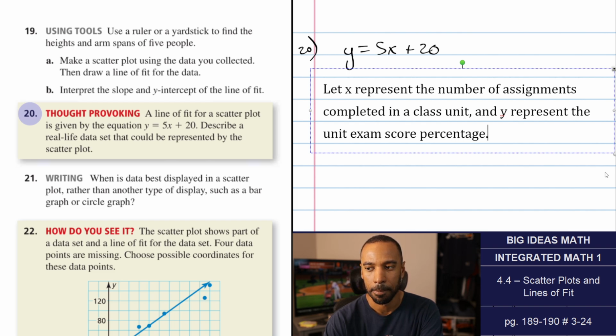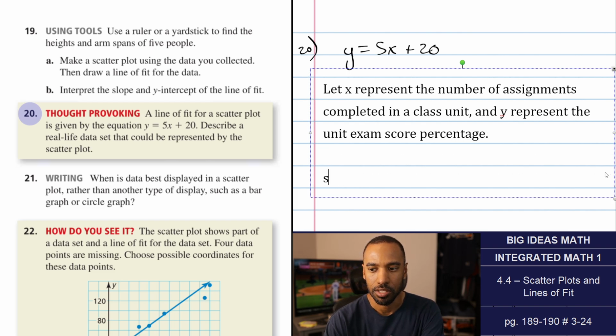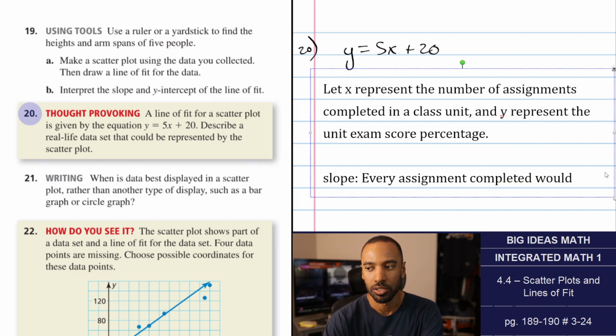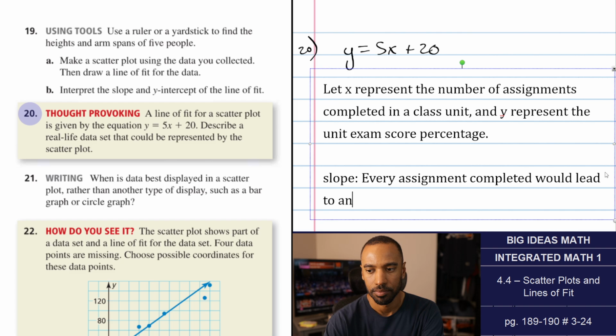So here's the idea. Interpreting slope and y-intercept, the slope is every assignment completed would lead to an increase in unit exam score by 5%.